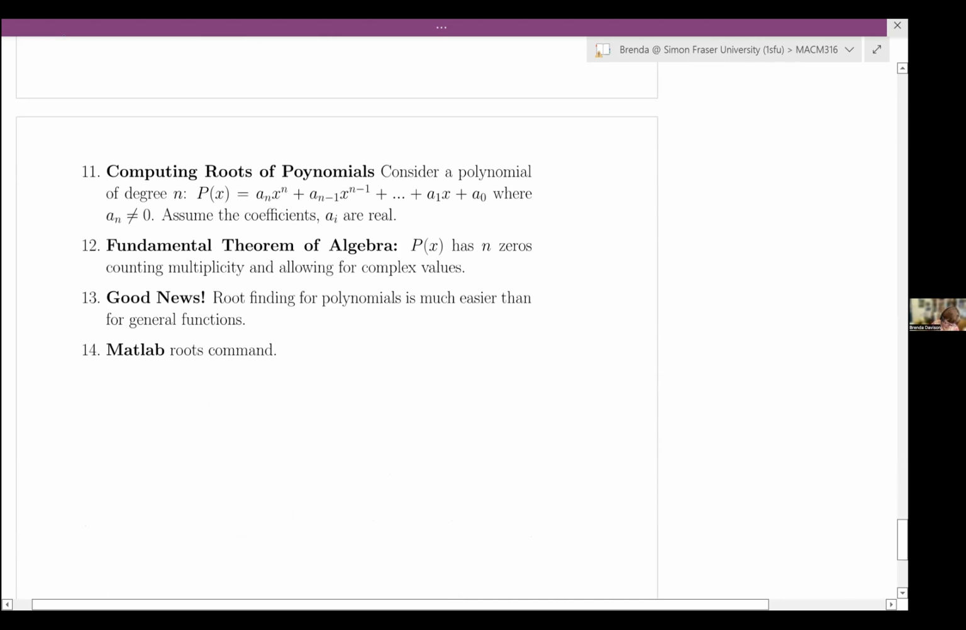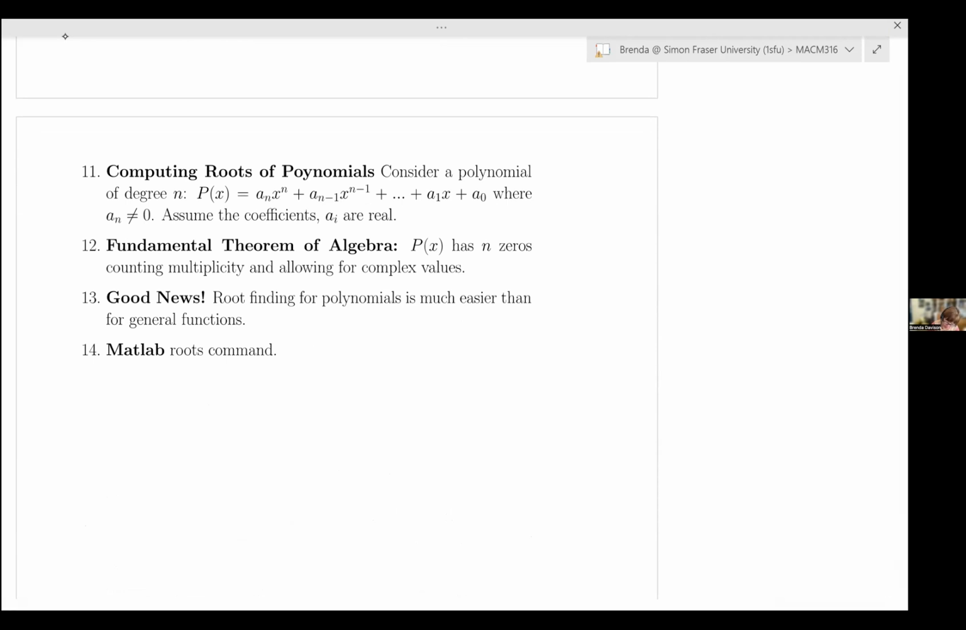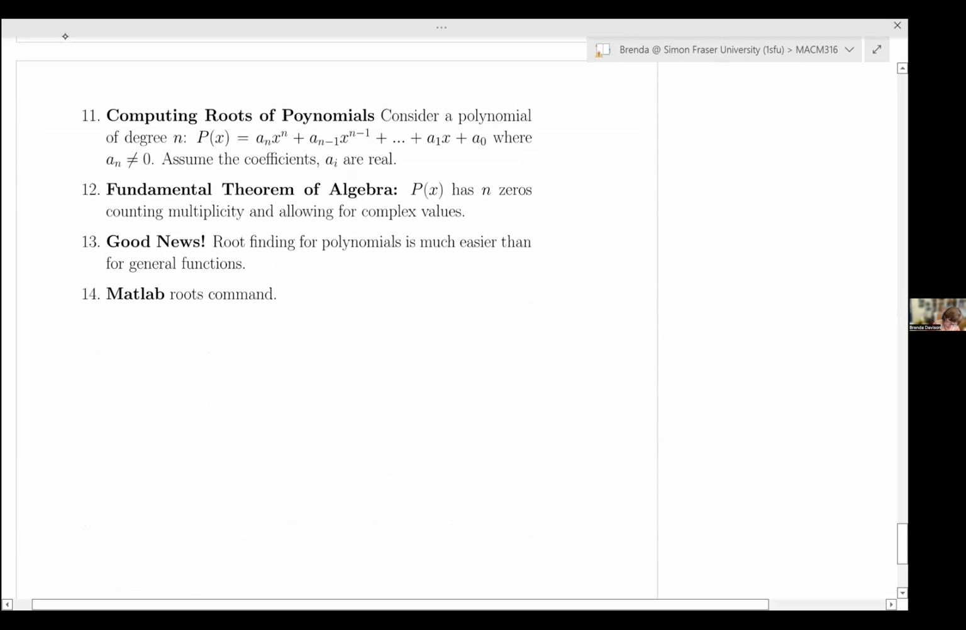Computing roots of polynomials. So we're going to consider polynomials of degree n, and for this discussion the coefficients are going to be real. The fundamental theorem of algebra tells us that P of x has n zeros if we include multiplicity and we allow for complex roots. The good news here is that root finding for polynomials is easier than for general functions.